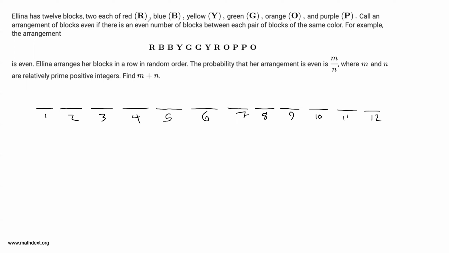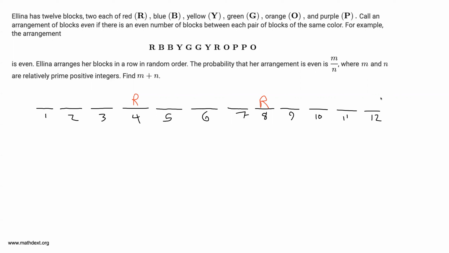So let's say I'm trying to place my 2 red blocks, and I'll use a red color for it. Let's say I place my red block here and my red block here. Right away, I know I've made a mistake, because let's count the number of blocks between them. 1, 2, 3. You have an odd number of blocks between the 2 R's, 3 of them. So the 2 R's can't go on 4 and 8.